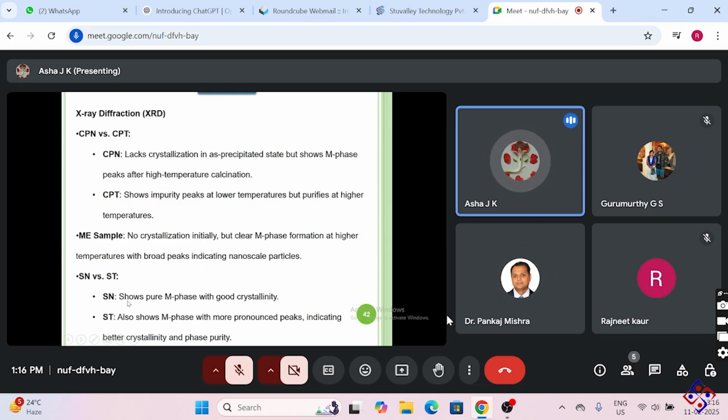SN versus ST: SN shows a pure M phase with good crystallinity. ST also shows a M phase with more pronounced peaks, indicating better crystallinity and phase purity.